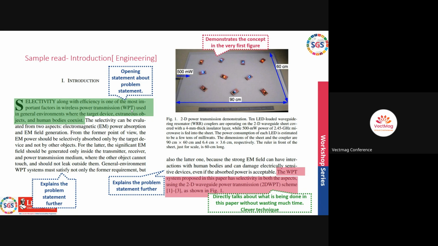They explain the problem statement further, and then they directly talk about what is being done in the paper without wasting much time. So within the first few paragraphs itself, I know what this paper is talking about, what they are trying to solve.